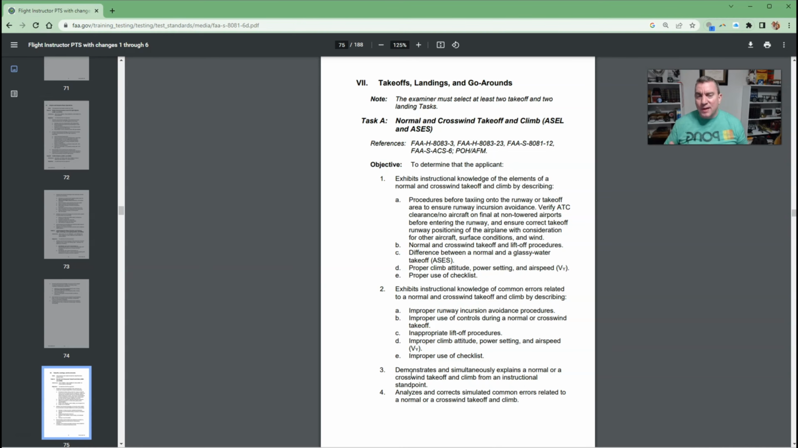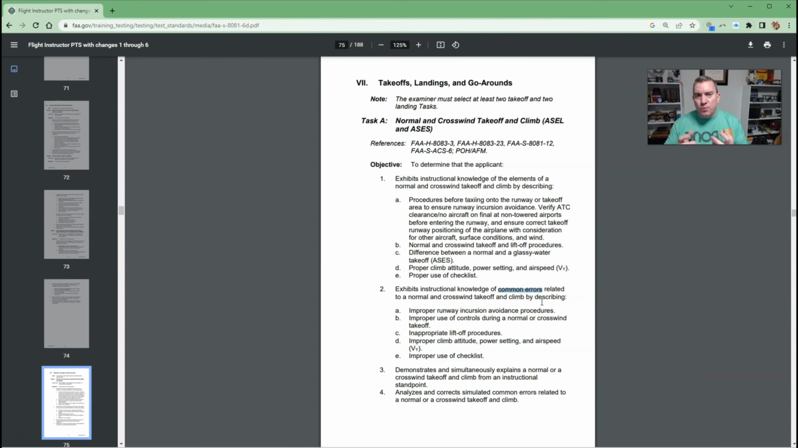Well, it's what you actually have to do in the oral, but 3 and 4 are actually designed to be done in the airplane. So we really just need to look at number 1 and number 2. And here's what I want you to understand about that. Number 1 is all of the elements. This is the elements of the normal and crosswind takeoff and climb. And number 2 is the common errors related to that normal crosswind takeoff and climb.